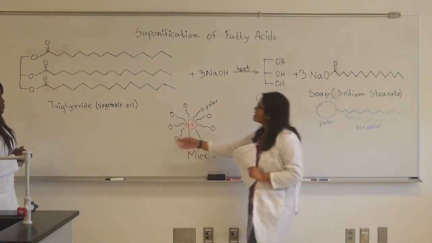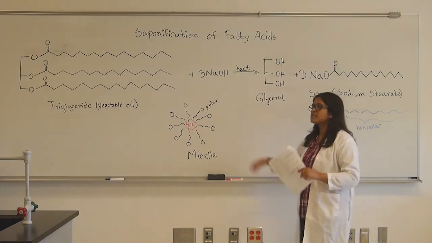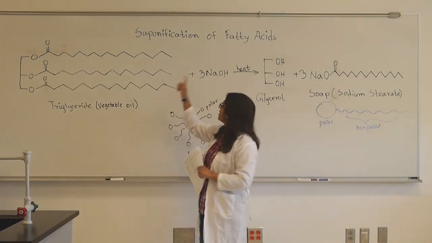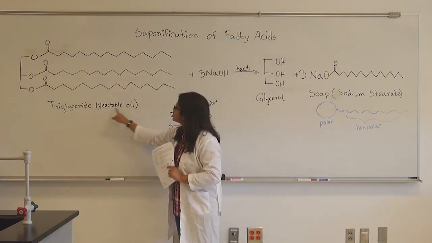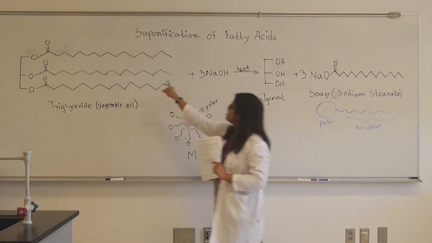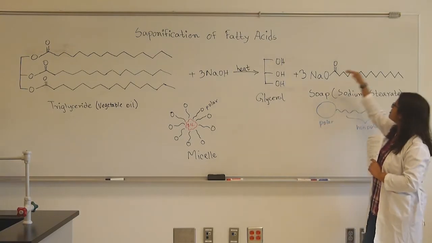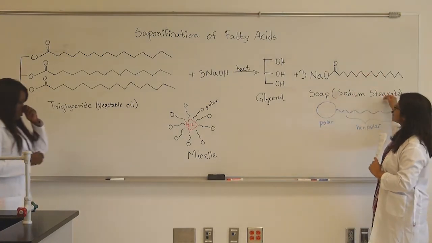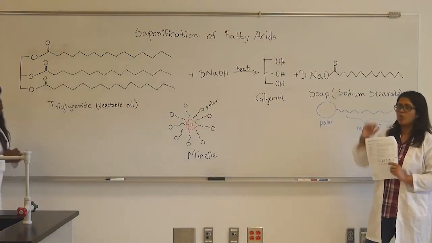So, making the soap. This is a saponification reaction, a base hydrolysis reaction. Why do we say that? Because the sodium hydroxide, the base, reacts with the vegetable oil, or more specifically this triglyceride, and produces a glycerol and the sodium salt of that fatty acid part. So that is the soap.